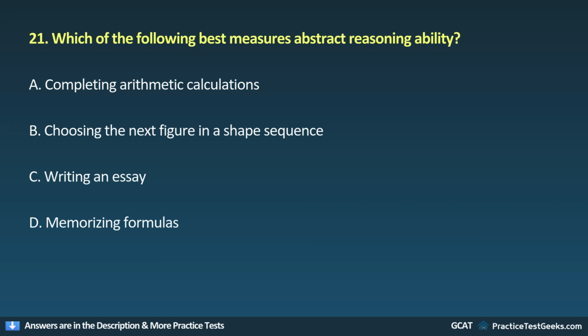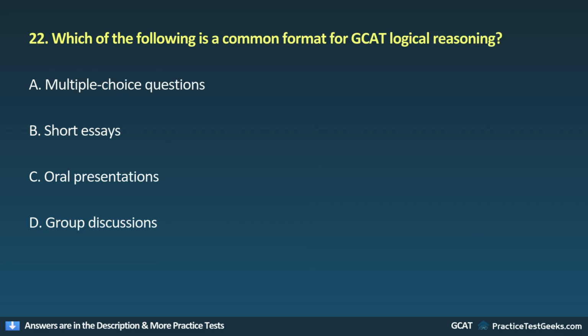21. Which of the following best measures abstract reasoning ability? A. Completing arithmetic calculations. B. Choosing the next figure in a shape sequence. C. Writing an essay. D. Memorizing formulas.